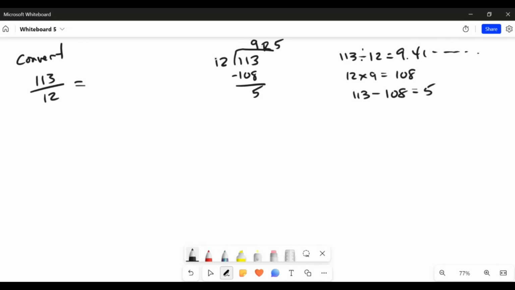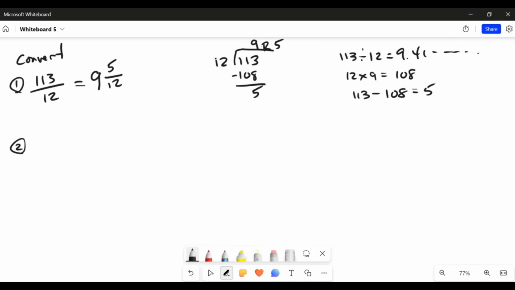So to write the mixed number, I write 9 as my whole number part. My remainder is the numerator of the fractional part, and the denominator stays the same. So 113 twelfths is 9 and 5 twelfths. All right, that was number 1 on the second section.